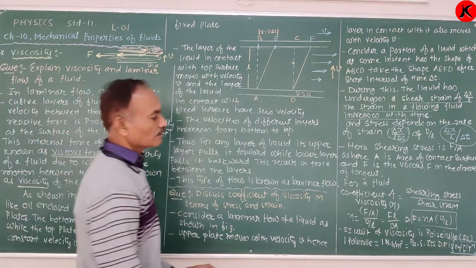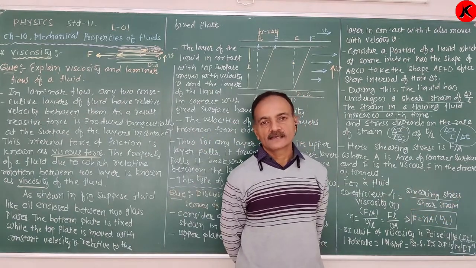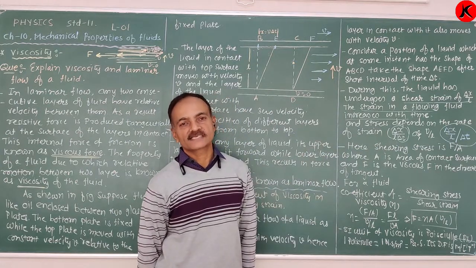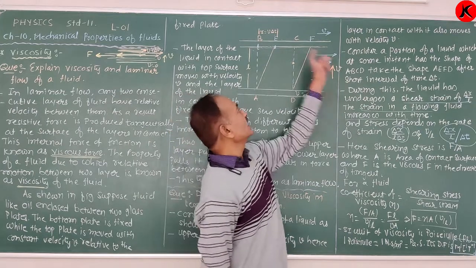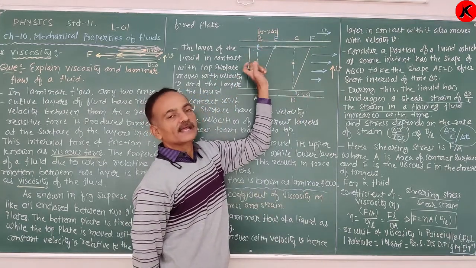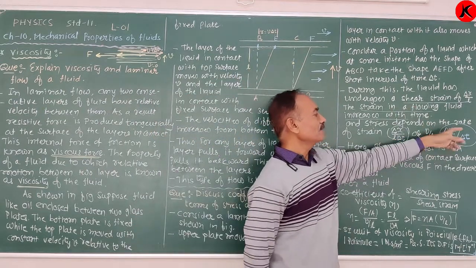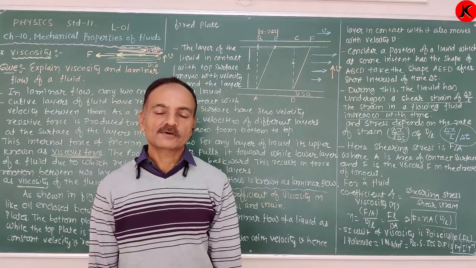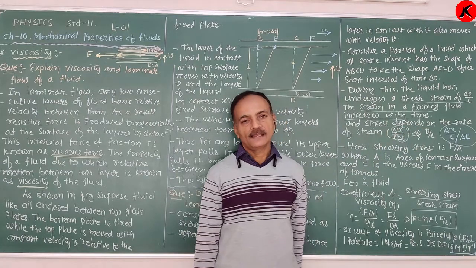The coefficient of viscosity is defined by stress to strain. Whatever stress is produced depends on the rate of the strain. Strain is delta x upon L. The rate of strain is delta x upon L upon delta t. That means V upon L, because delta x upon delta t is the velocity. Therefore, the shear strain rate is V upon L.